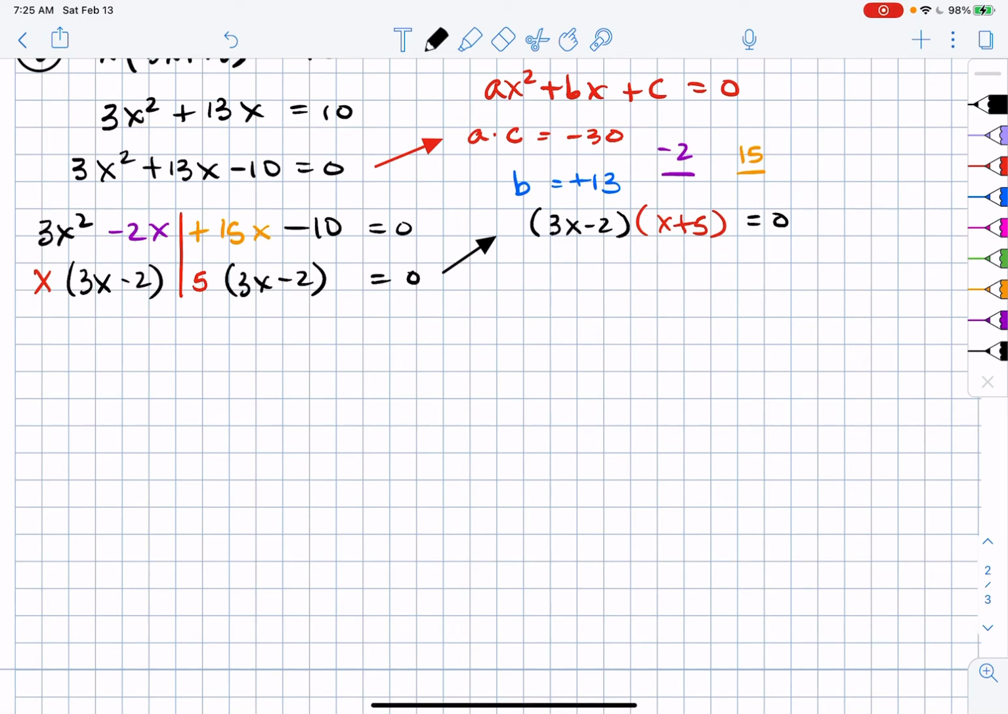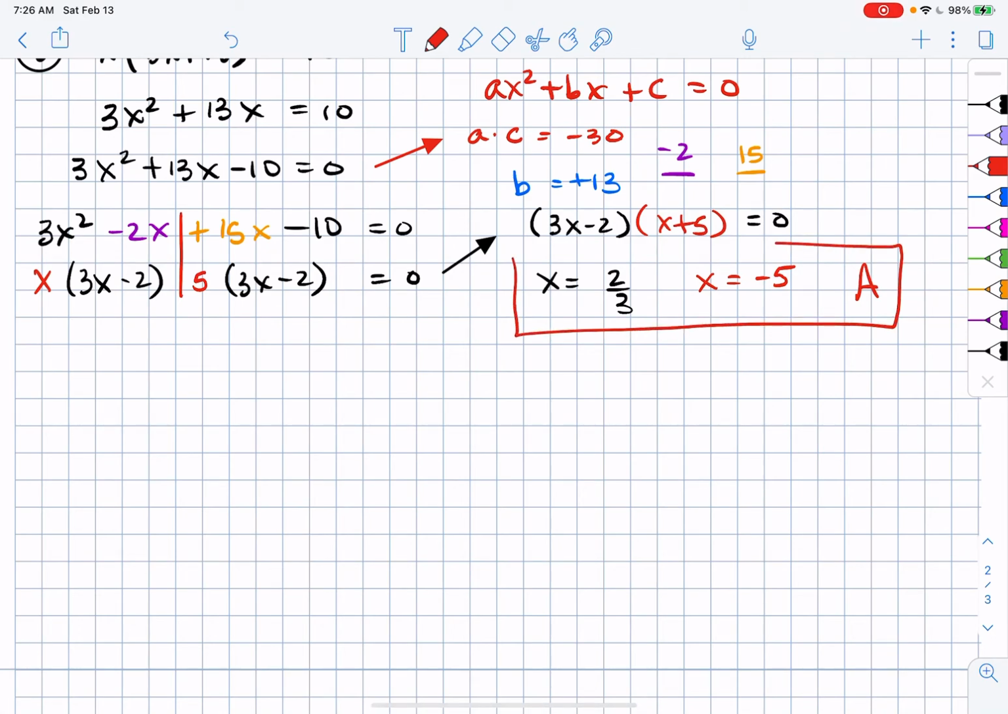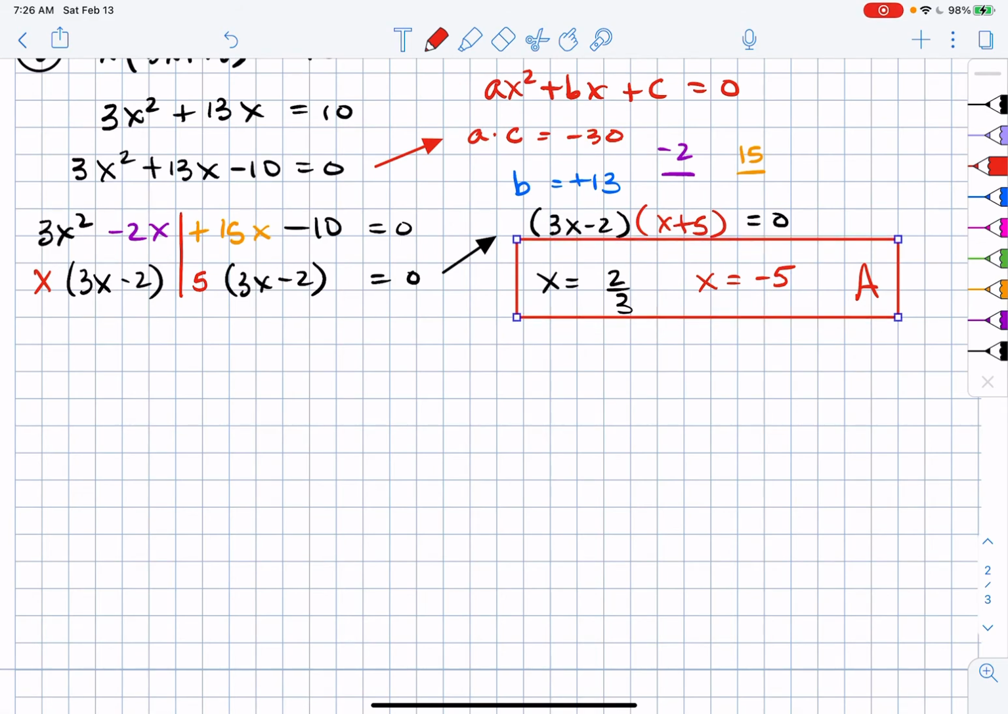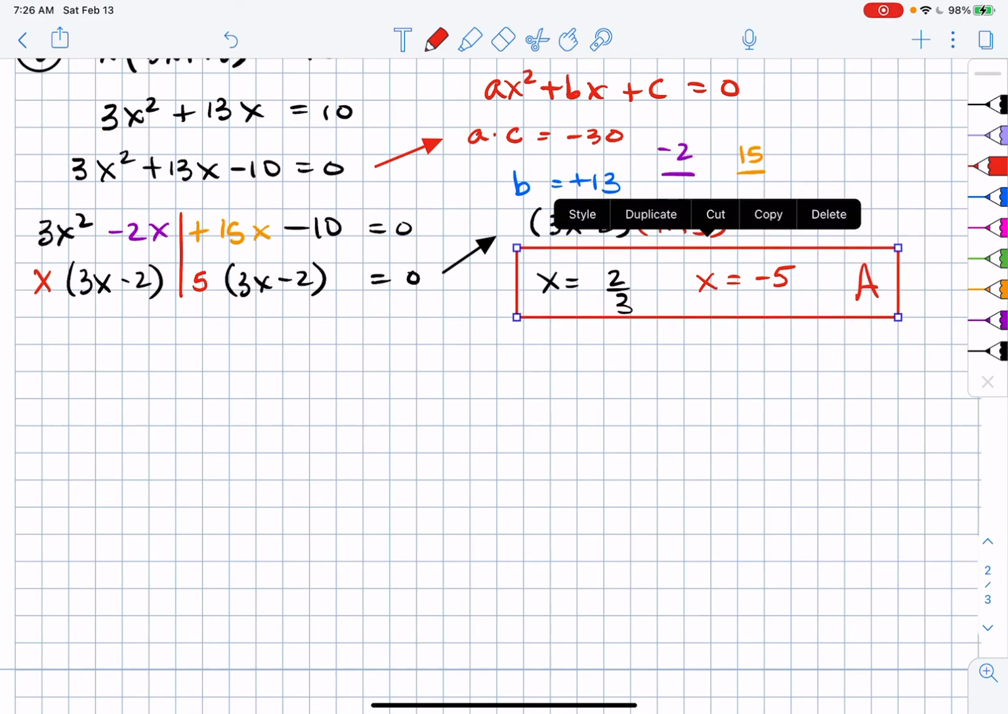So that means I'm going to have x equal to 2/3, and x equal to negative 5. So with that being said, that is going to be choice A. So therefore, there's my answer right there. All right, there we go.